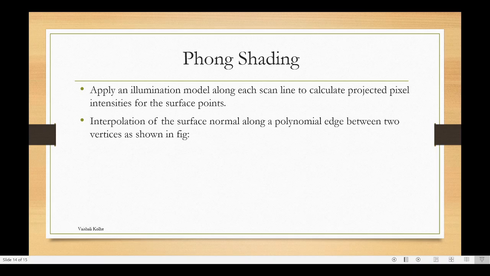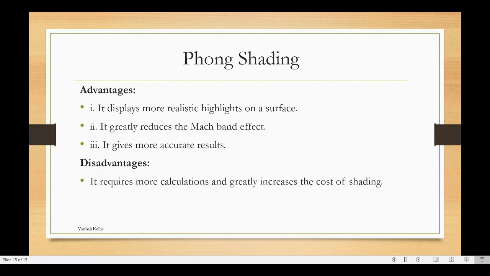The main difference between Phong shading and Gouraud shading is that in Gouraud shading it interpolates the intensity, whereas in Phong shading it interpolates the normal. So it gives a more realistic effect. What is the advantage of this Phong shading algorithm? It displays more realistic highlights on the surface. It greatly reduces the Mach band effect and it gives more accurate results.